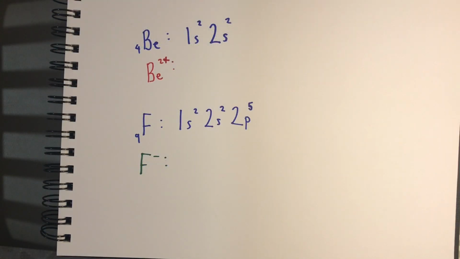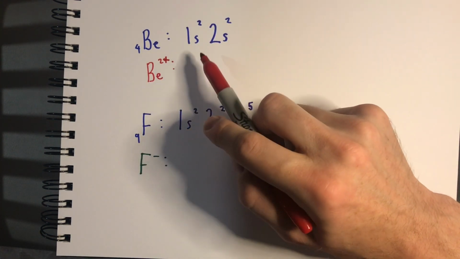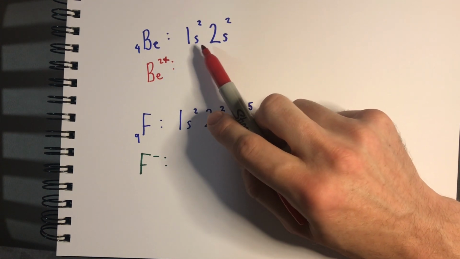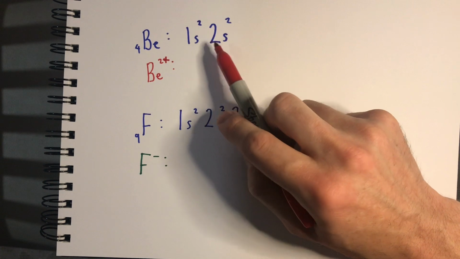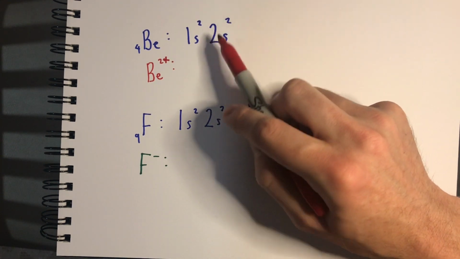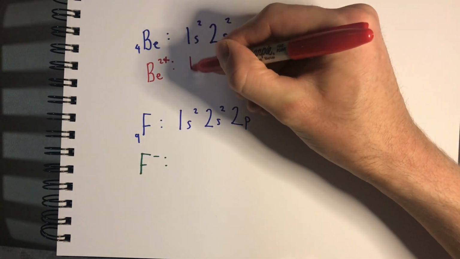So when you write out the electronic arrangement for ions, it's a very similar idea as for the atoms. So this is beryllium 2+. Therefore it's lost 2 electrons. So that's the normal beryllium structure, 1s2, 2s2. Since it's lost 2 electrons, we no longer need the 2s2 there. So it's going to just be 1s2.